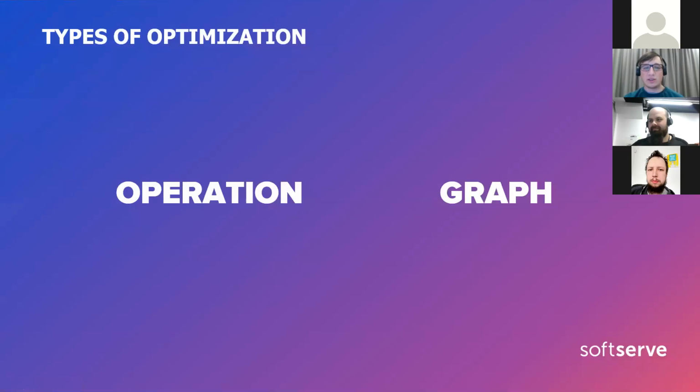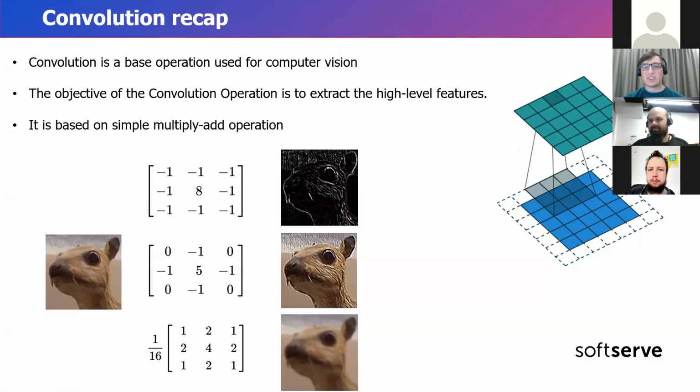So basically, there are two different types of optimizations that we can apply to neural networks: graph optimization and operation optimization. One of the main operations is convolution. This operation is the main operation in computer vision and especially in convolutional neural networks. The main goal of this operation is to extract some features from the image. It's basically done by applying some filter over the image.